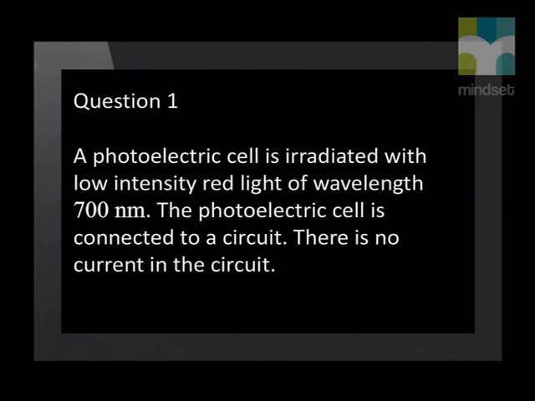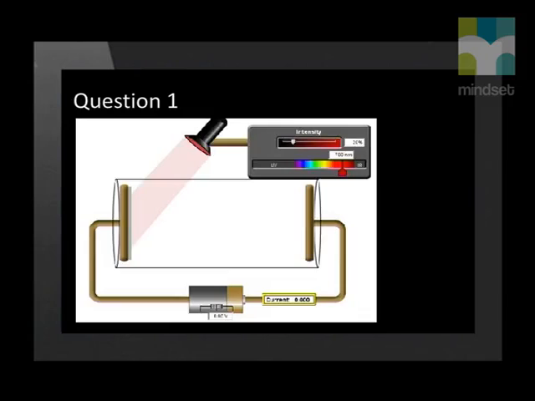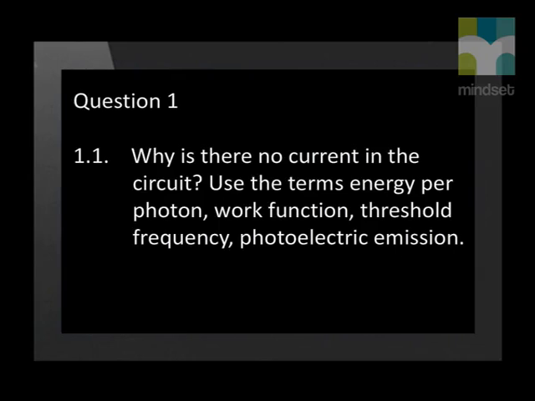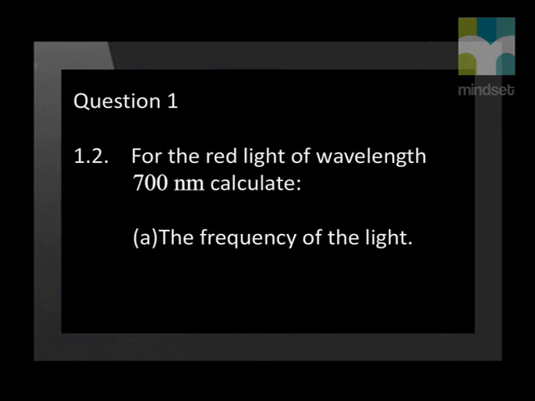Red light of wavelength 700 nanometers is shone onto a photoelectric cell connected to a circuit. There is no current in the circuit. This situation is shown in this picture. Why is there no current in the circuit? Use the terms energy per photon, work function, threshold frequency, and photoelectric emission.